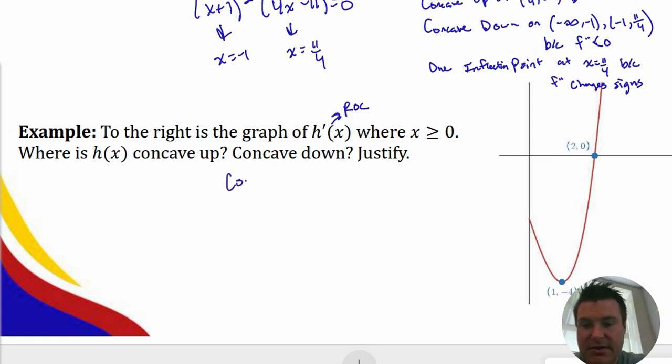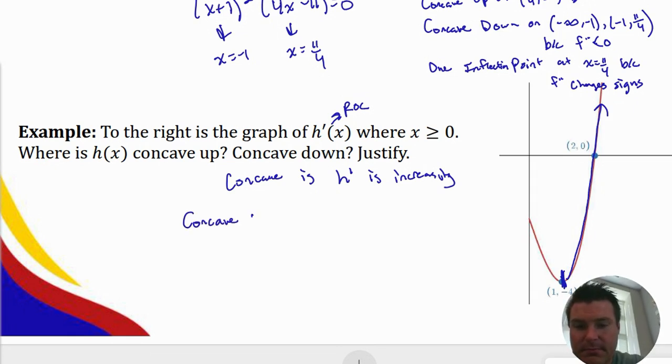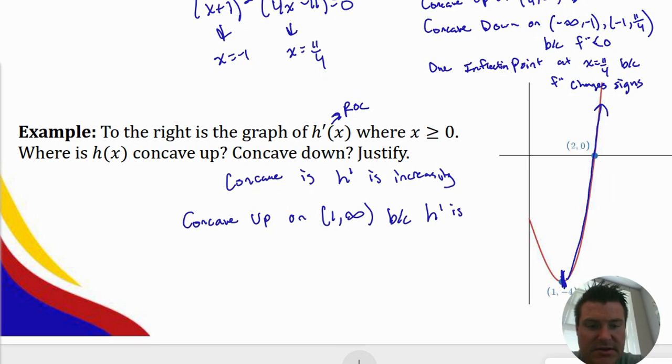So concave up is when h prime is increasing. When is h prime increasing? It's actually increasing from this blue dot right here all the way up, it looks like, as we go through. So we're going to be concave up on 1 to infinity, because h prime is increasing.